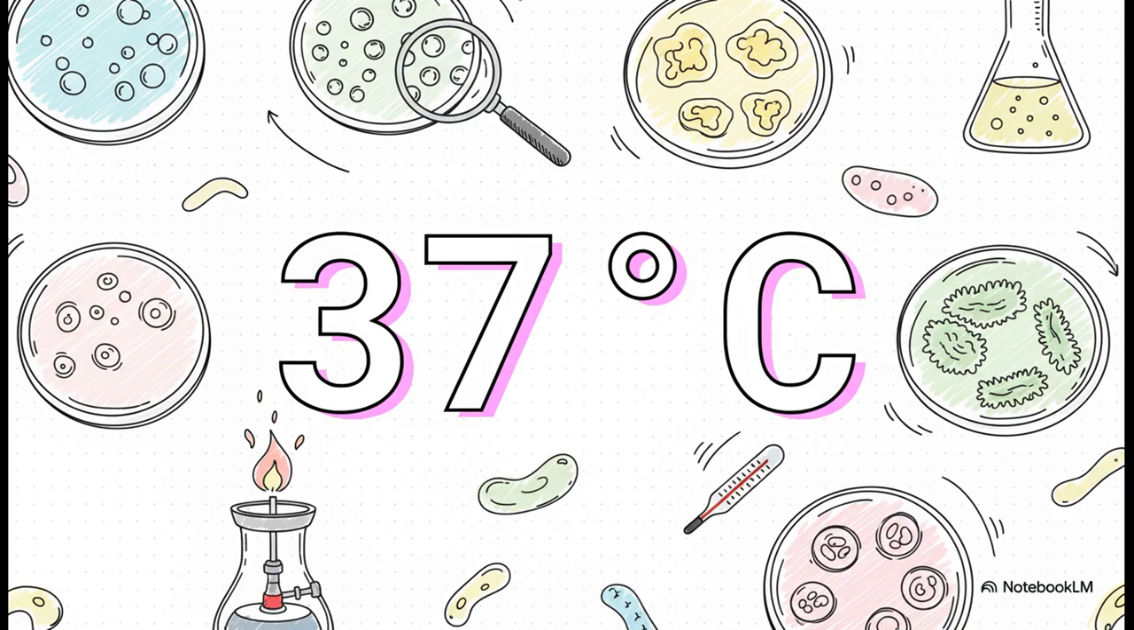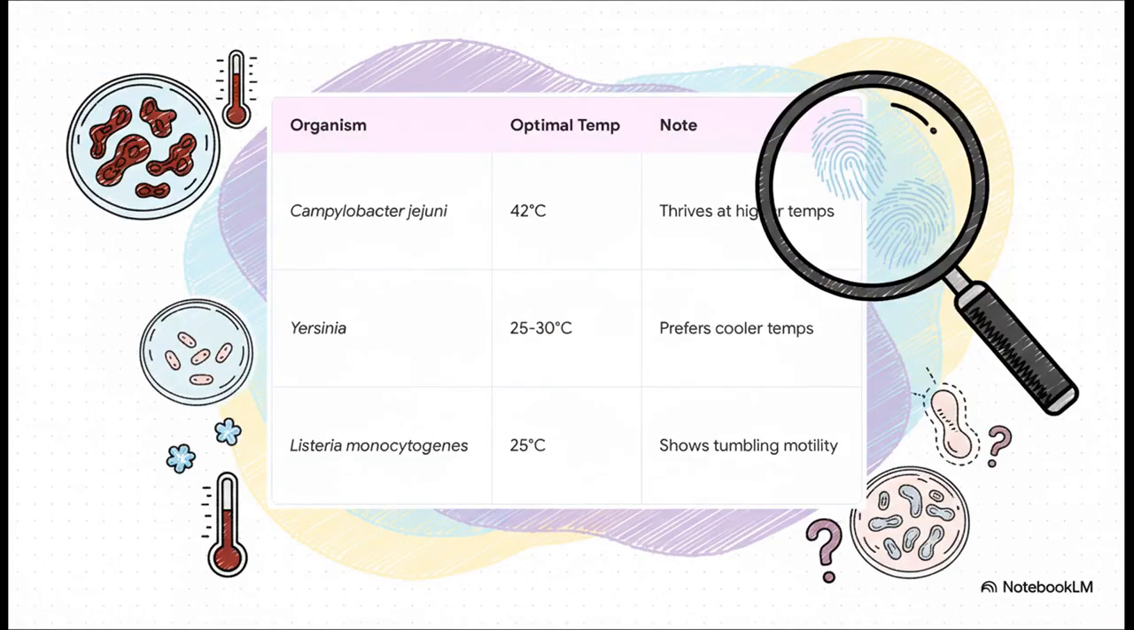And that brings us to the single most important number you need to burn into your brain: 37 degrees Celsius. That's human body temperature. It's the cozy, perfect environment that most of the bacteria that make us sick are totally adapted to. In the lab, this is your default. This is where you start. But of course, every great detective knows the exceptions to the rule. And for your exams, these are pure gold.